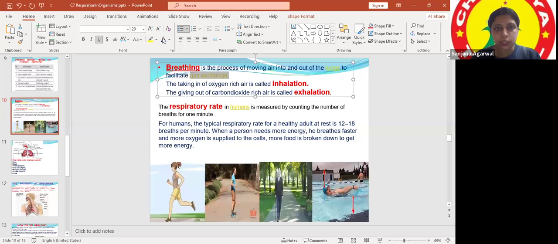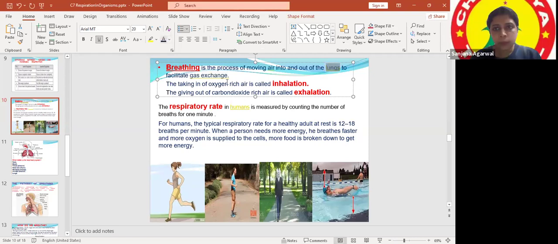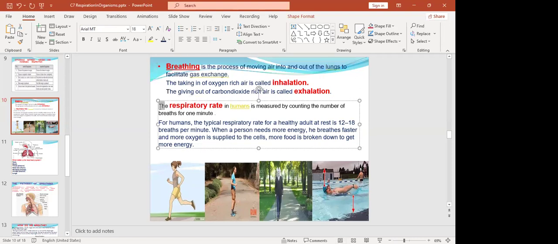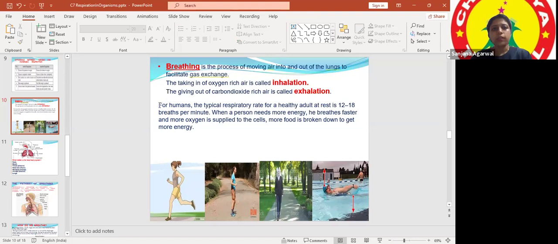I'm changing the color. Ma'am, we should just note down the breathing definition and inhalation and exhalation. Yeah, and the next two points: taking in of oxygen-rich air, inhalation, and exhalation. Okay. Done, ma'am. Okay. The next line is no need to write down.